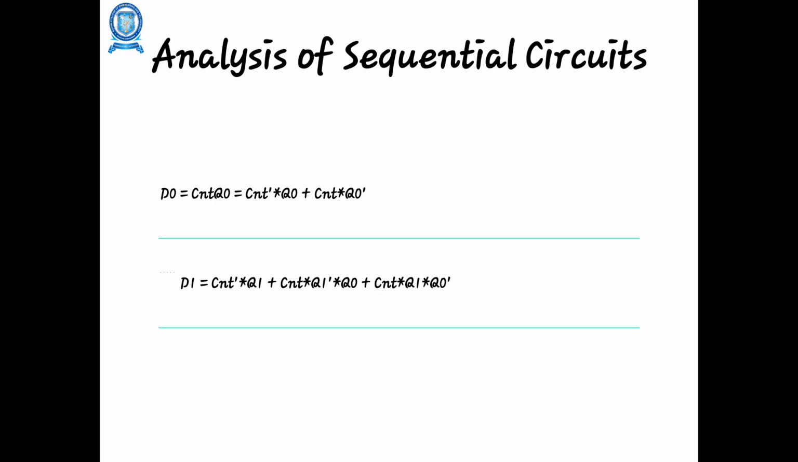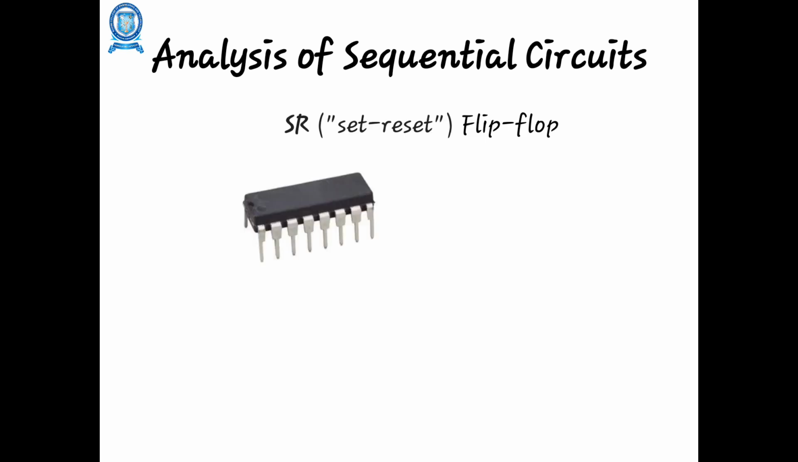For the analysis, here we can write the equations of the two flip-flops, D0 and D1. After writing these, we can go to the next state, then the state table, state diagram and timing diagram. This is the way to analyze the given circuit from the flip-flop logical or schematic diagram to the timing diagram, and it is called the analysis procedure.